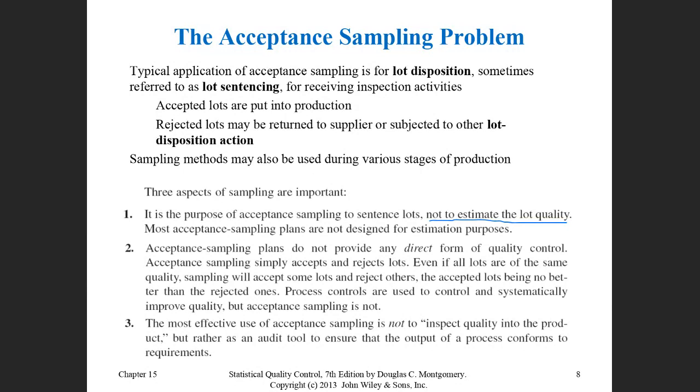It is not a direct form for quality control. As we say, it is not for the control chart. The control chart is for the variability. And the last thing is, it is a process conforms to the requirements. You want to make sure the output or the material you are using is conforming to your specification or your requirement.